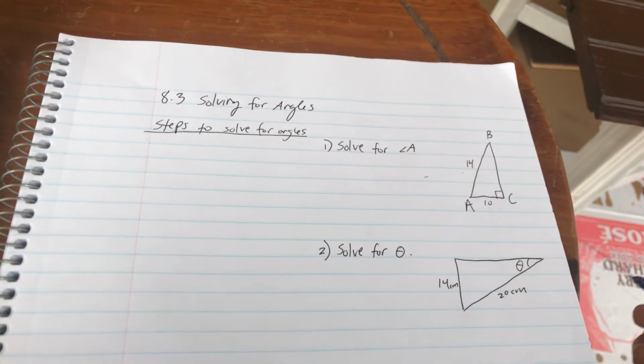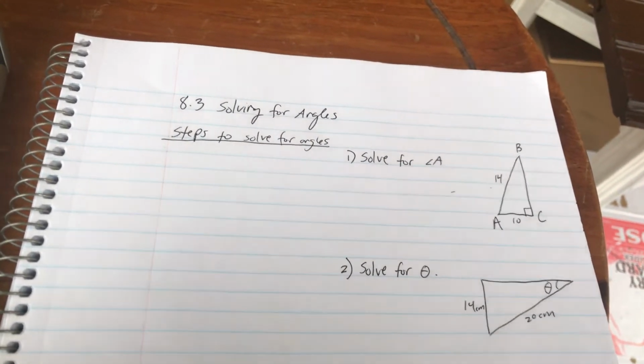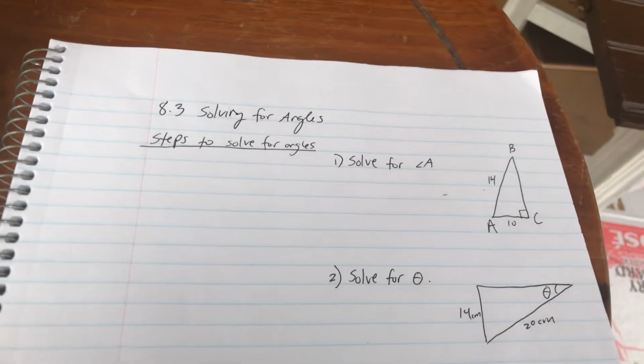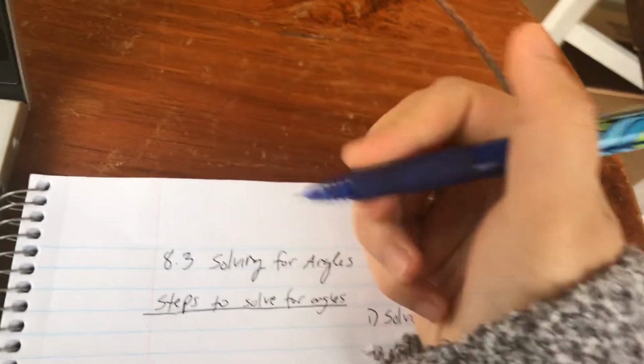Okay, so today I'm going to teach you guys how to use the trig ratio to solve for the measure of an angle within a triangle. So first of all, let's just review our trig ratios.